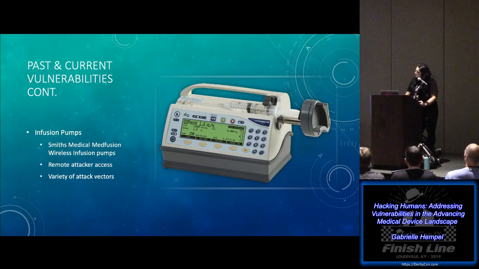Next, we have infusion pumps, which are used to deliver medicine in controlled doses in hospital settings. We're specifically going to talk about the Smiths Medical MedFusion wireless infusion pump, but similar vulnerabilities have been found in nearly identical devices. It was discovered that remote attackers could gain access to both the communication and therapeutic modules. There were various attack vectors: easy buffer overflows due to a lack of verification of input buffer size, hard-coded credentials, improper access controls, and improper certificate validation.